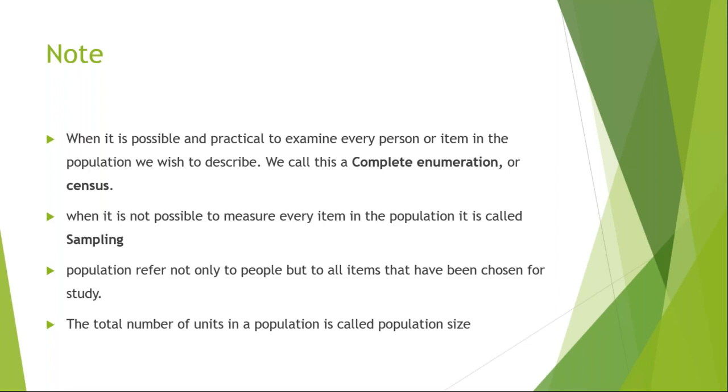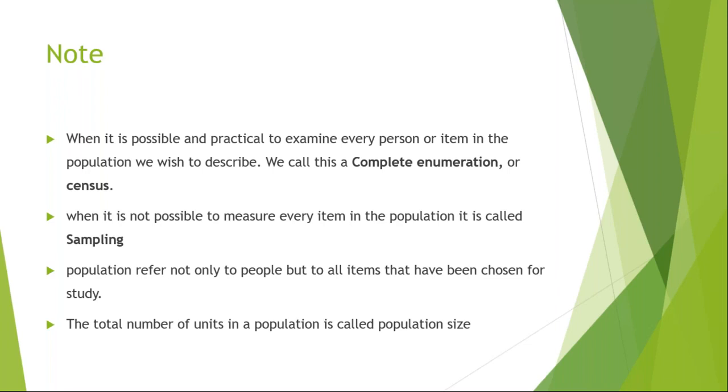Like if you go to a school, just like we said, we want to undertake a study of those offering chemistry, and the population is, let's say, 3,000 in that particular school. And you're able to describe everybody studying chemistry. Such is referred to as a census. But when it is not possible to measure every item in a population, it is called sampling.